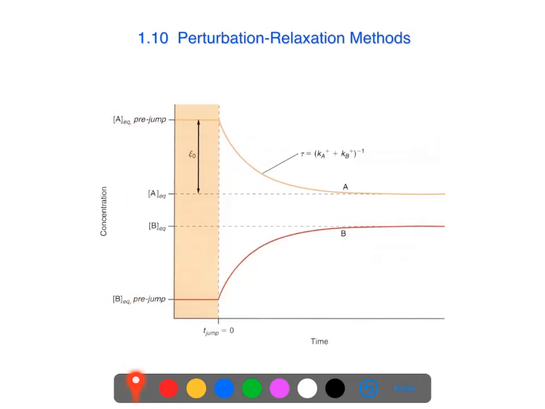Similarly, the concentration of B in this scenario is going to increase with time at the expense of A as it decays. You could fit either of these exponential curves to get the sum of those two rate constants, which we describe as that relaxation time. So 1 over the sum of the two rate constants, that is the forward and back rate constants, is equal to our relaxation time.